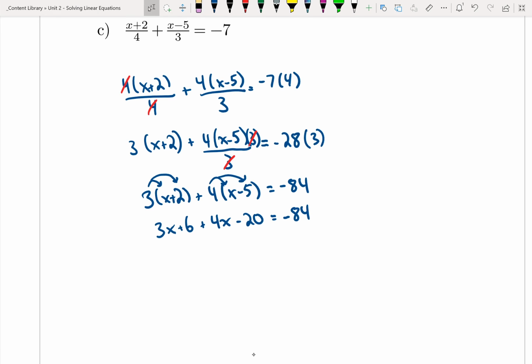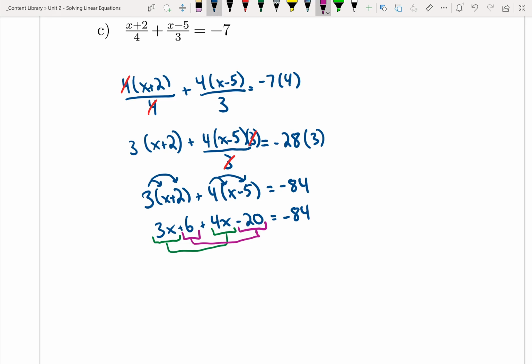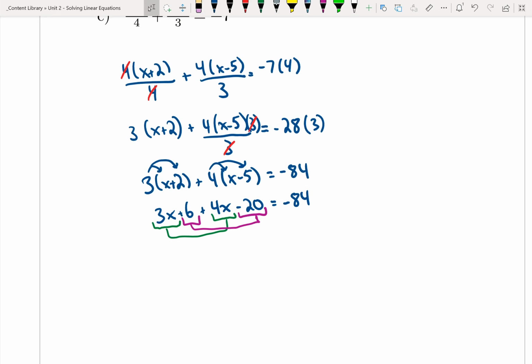So looking at this line, 3x plus 6 plus 4x minus 20 equals -84, there are some things that I can group together. I can group my 3x and my 4x together because they are like terms. And I can do the same thing with my 6 and -20. I can group those together because they are like terms as well. So when I do that, that leaves me with 7x minus 14 equals -84.